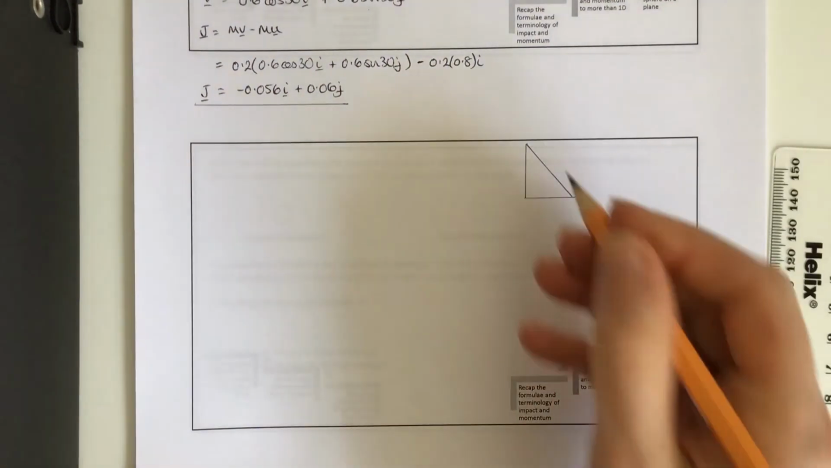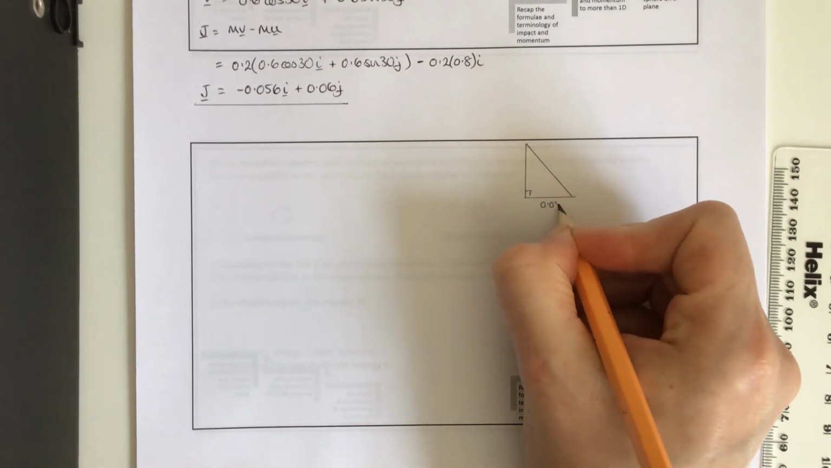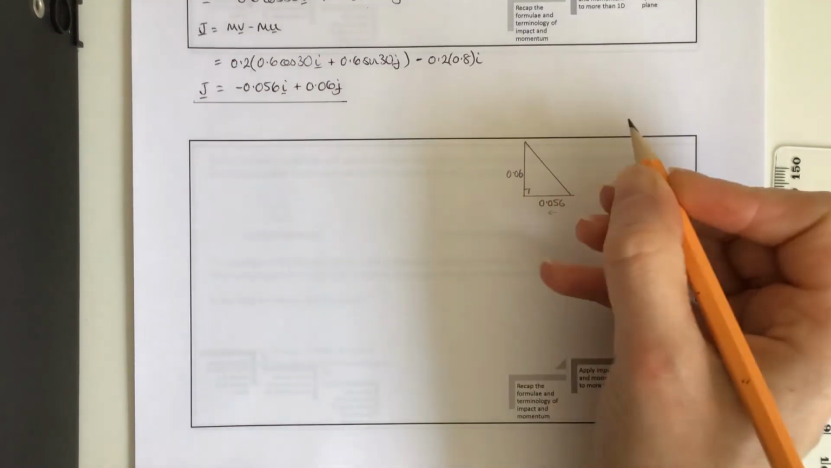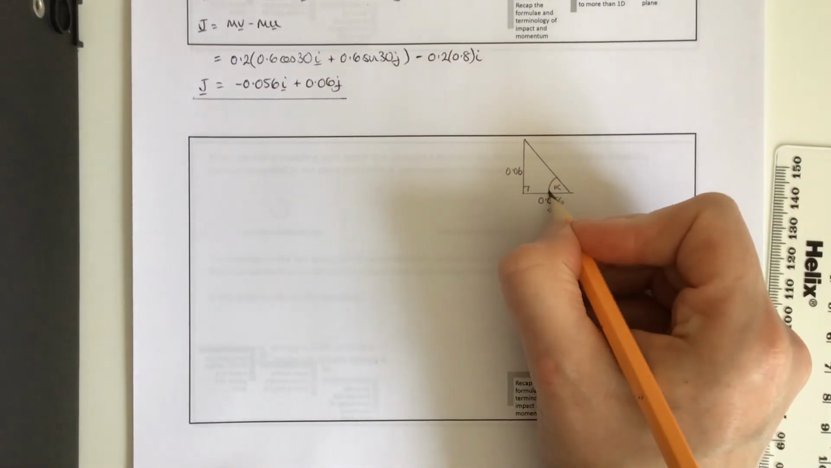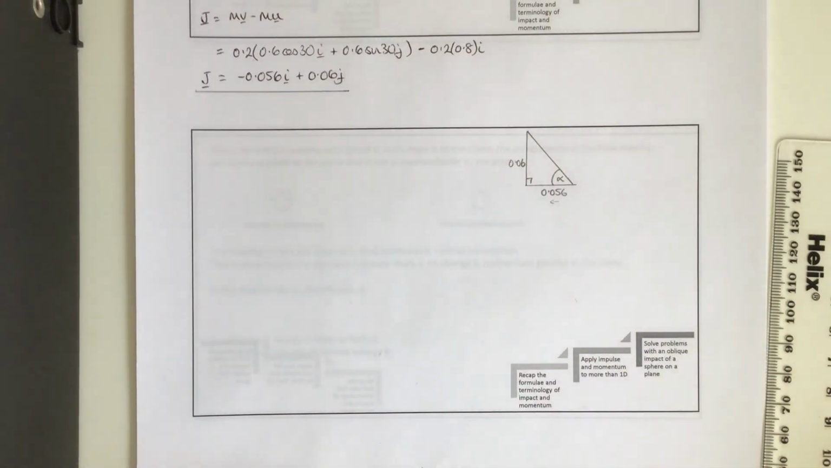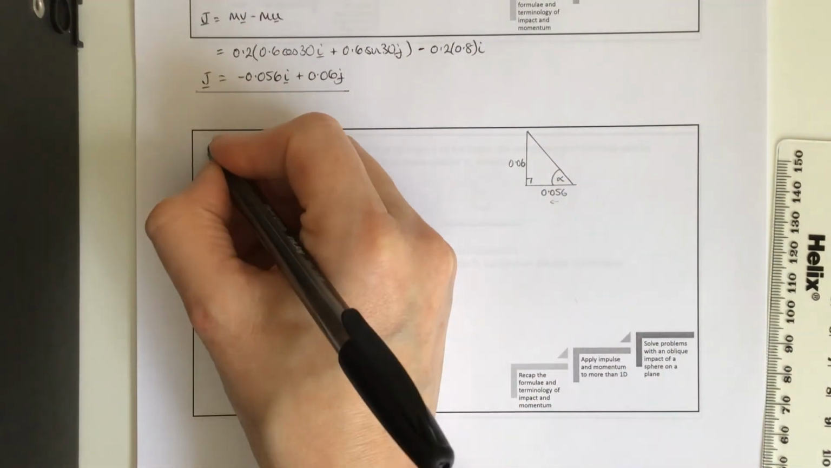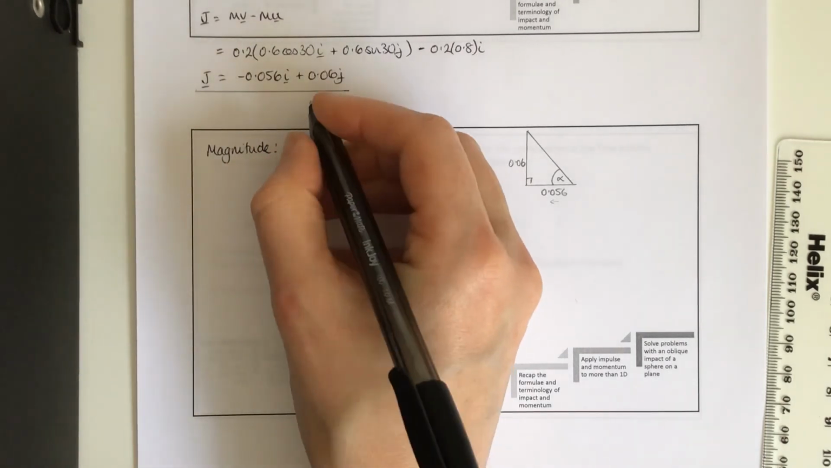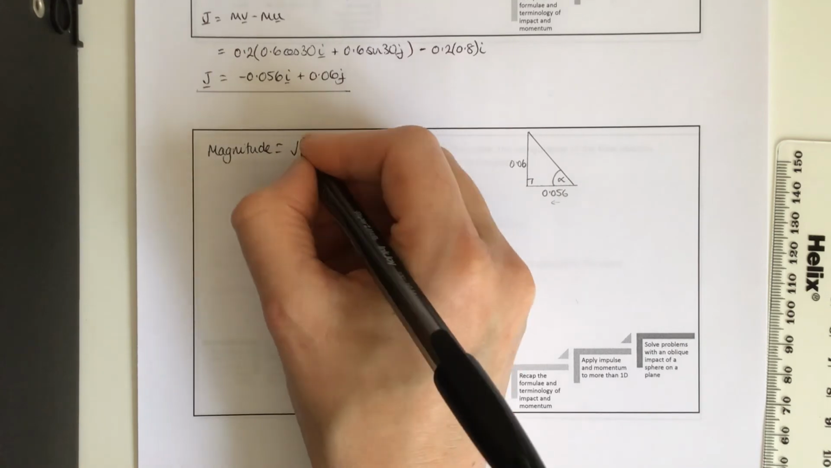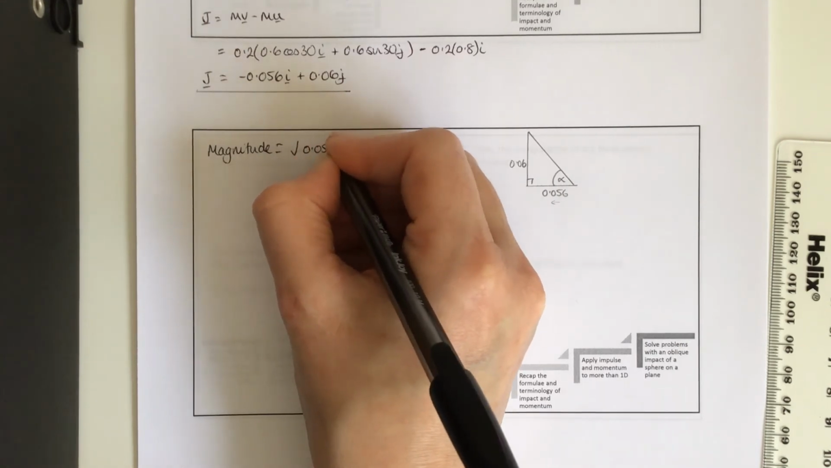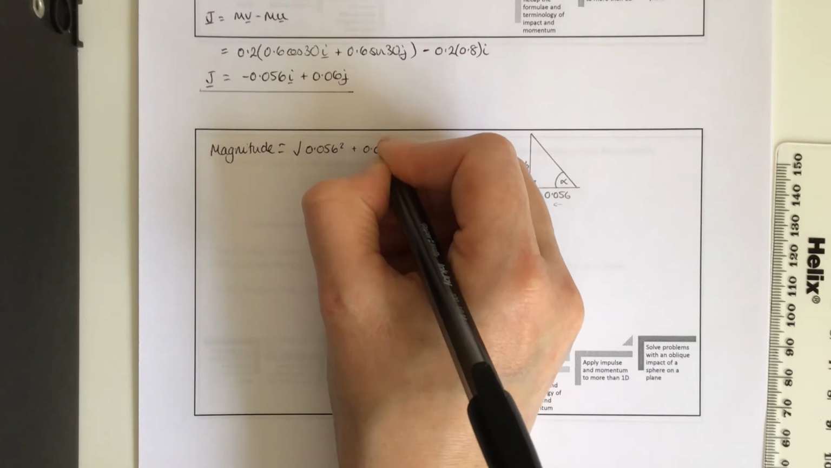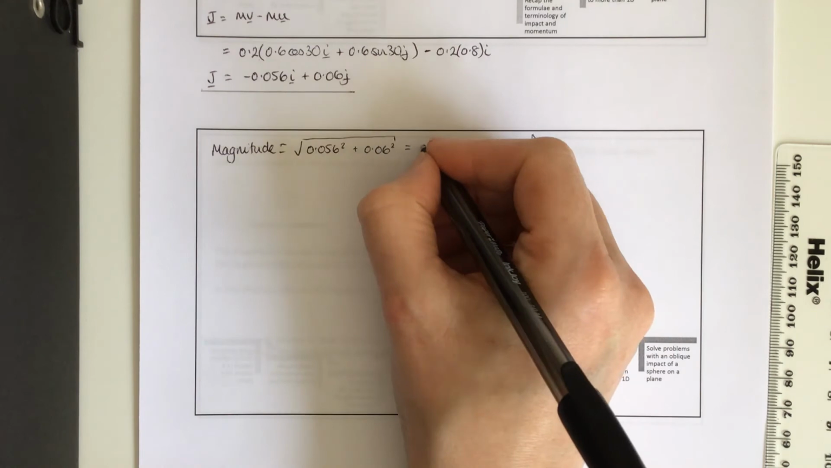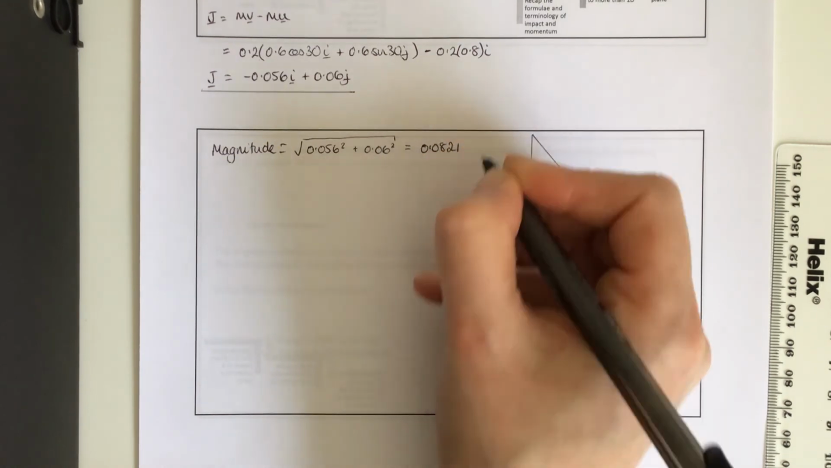So let's label that. That's my little right angle. That's my 0.056. It's going in that direction. This is my 0.06. And I'm going to call that angle alpha. So I've got my little diagram to work out the magnitude and the direction. So my magnitude is the length of that hypotenuse. So it's just applying Pythagoras. So I'm going to have 0.056 squared plus 0.06 squared. Again, you can work that out if you want to, but it comes to 0.0821.